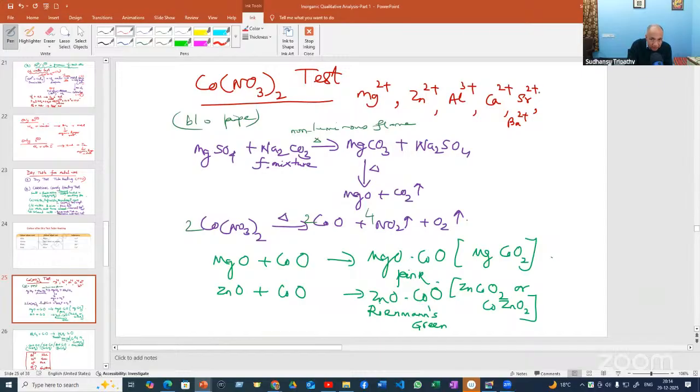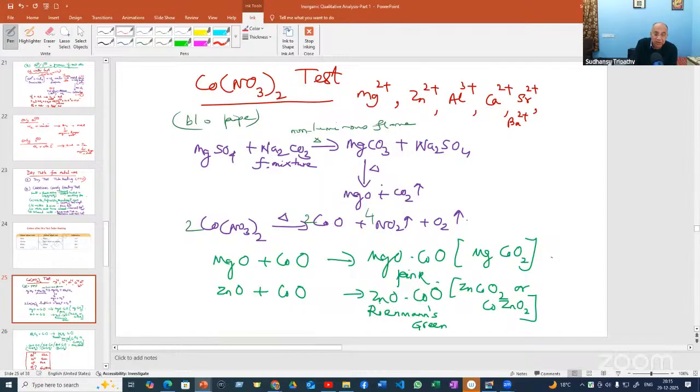Alkaline earth metals, calcium, barium, strontium, along with magnesium, zinc, and aluminum. These are the 6 metal ions which are tested in the cobalt nitrate test. These are not confirmatory, but students get ready-made, first-hand information from this cobalt nitrate test.